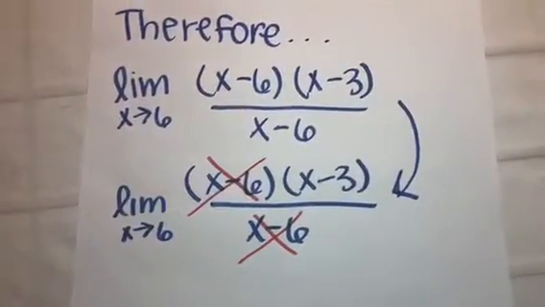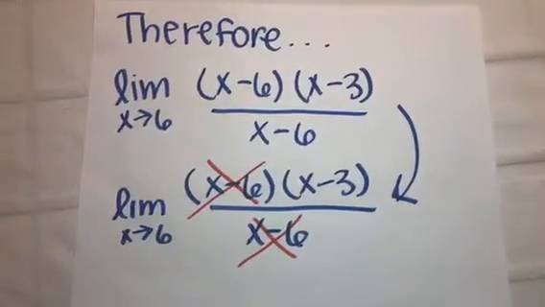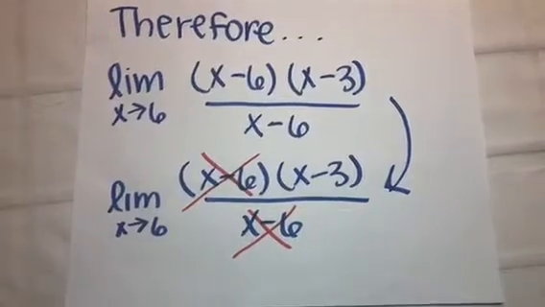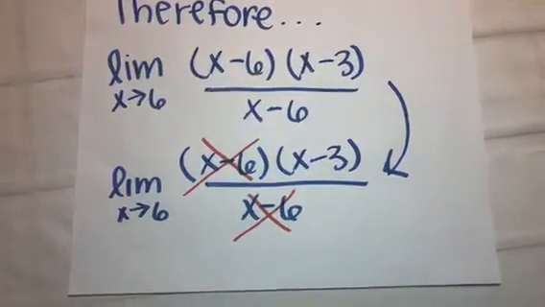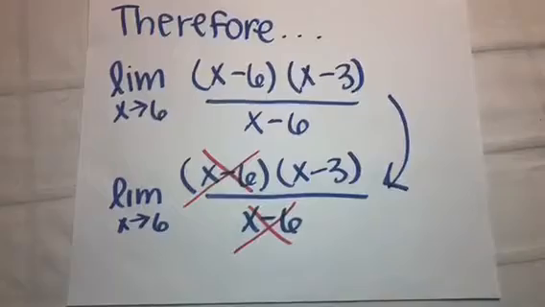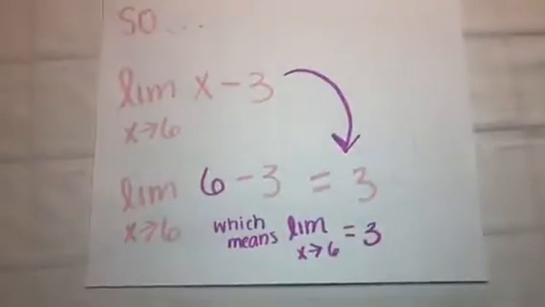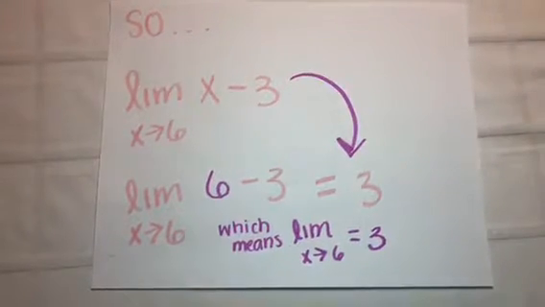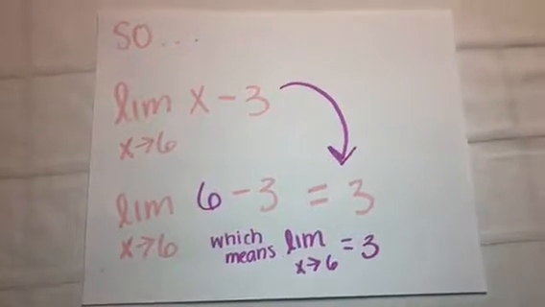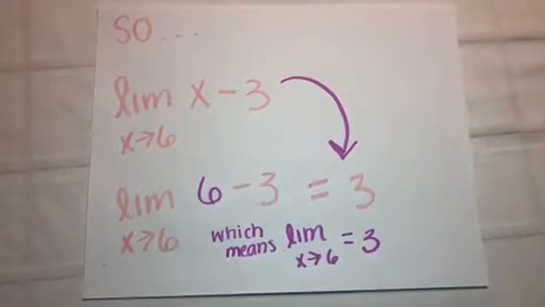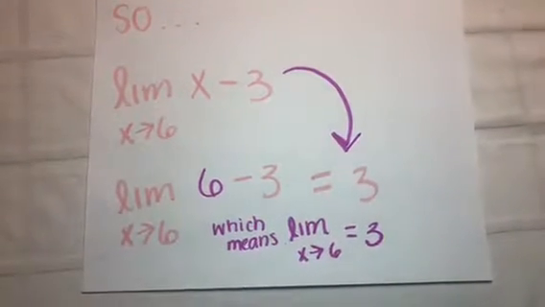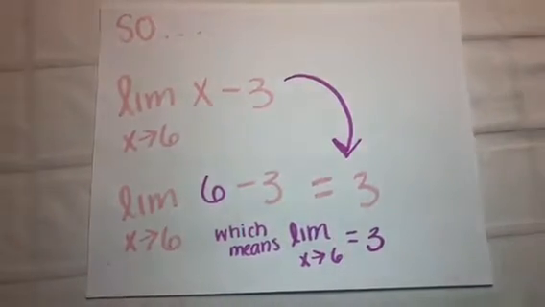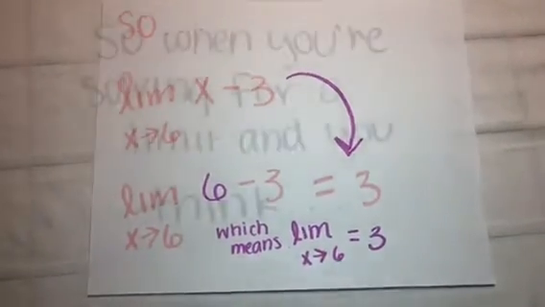Therefore, the equation of the limit simplifies down to the limit as x approaches 6 of x minus 6 times x minus 3 over x minus 6, where the x minus 6's cancel out because of the common factor. So you are left with the limit as x approaches 6 of x minus 3. So when you plug 6 back into the equation to find the limit, it equals 6 minus 3, which equals 3. So the limit as x approaches 6 equals 3.